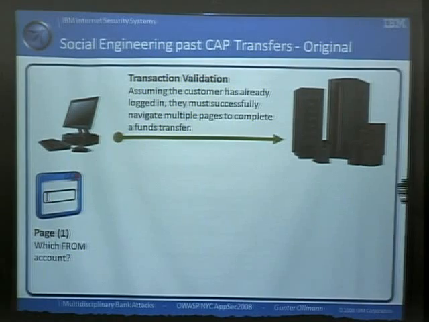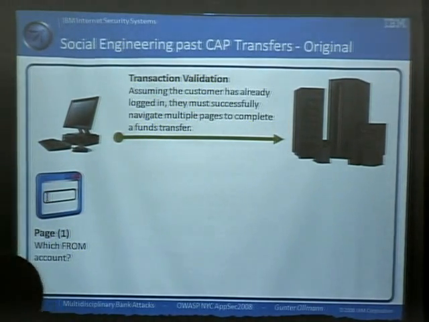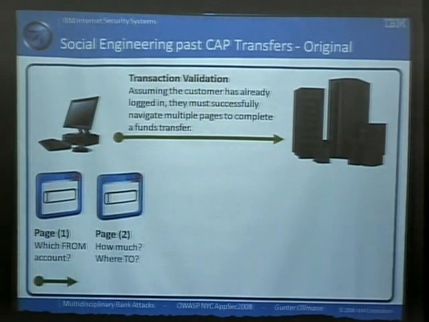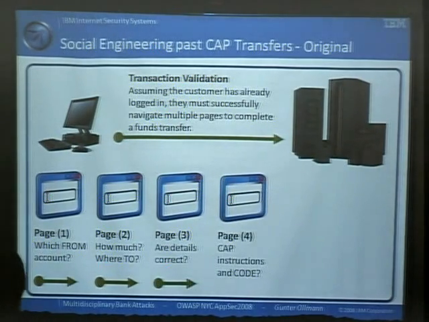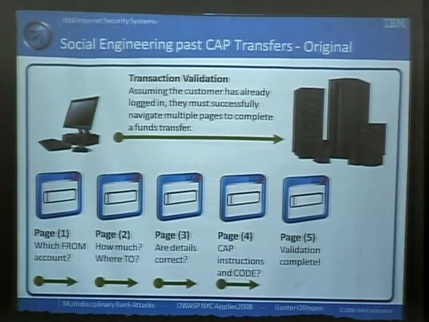Normally, to go through this process, you go through multiple pages. The first page asks which account you want to send data to. Then another page asks how much you want to send. Then another page asks, are the details correct? Are you absolutely sure? You then get a page with instructions on what you need to do using your calculator, type this in, and eventually you get the validation complete. So with that, your transaction is complete.